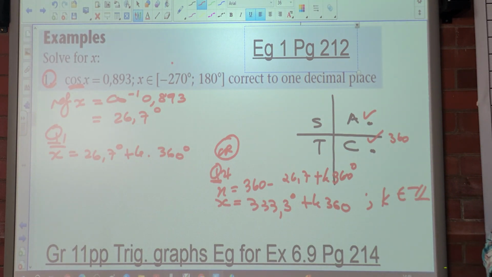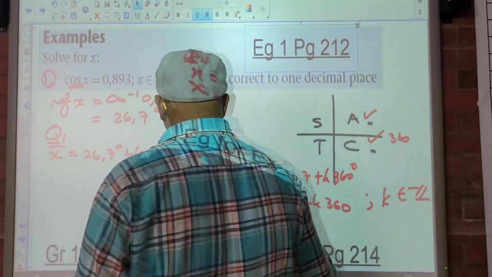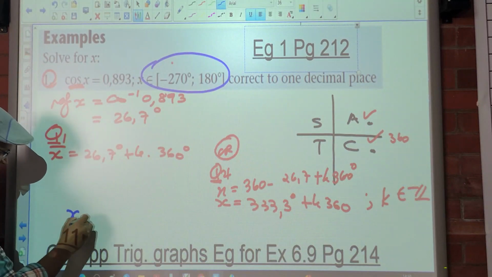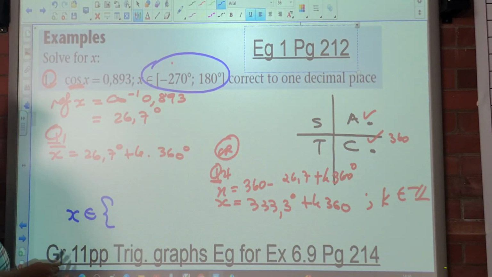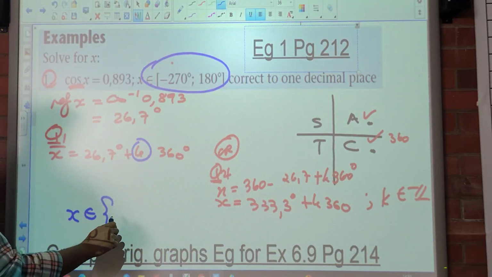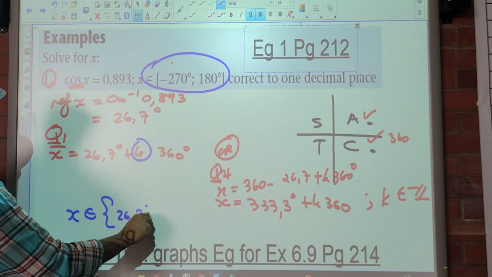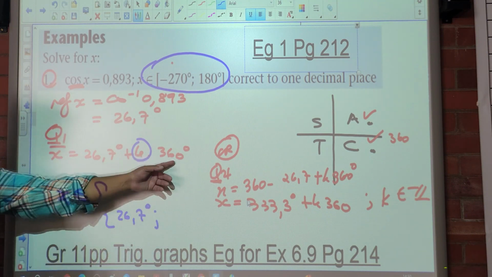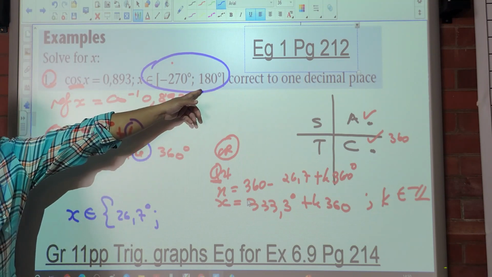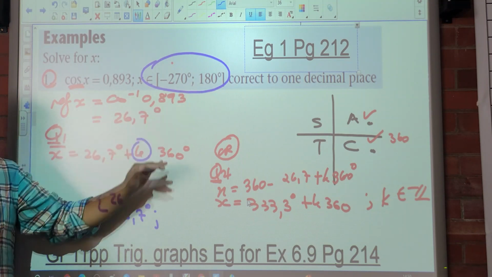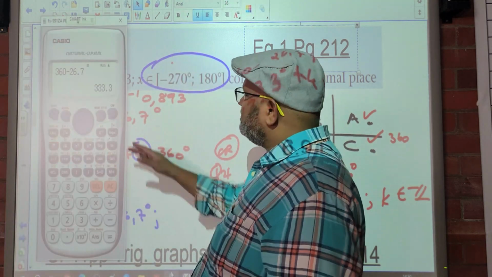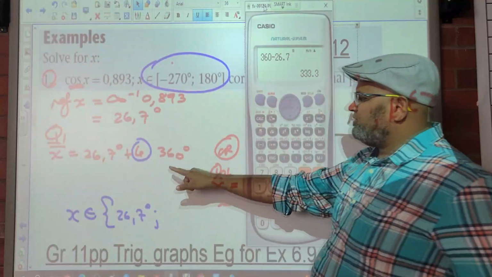But have we answered their question? They have given us a restricted domain here, as you can see. So where do we start? We say x is an element of, and we start listing. We start with 0. If I put 0 through here, what do I get? 26,7 degrees. If I put 1 through here, it's going to be a value over 360. Is that inside or outside? Outside. So am I going to write that value down? No. So 1 doesn't work, 2 won't work. So now we check negative 1.